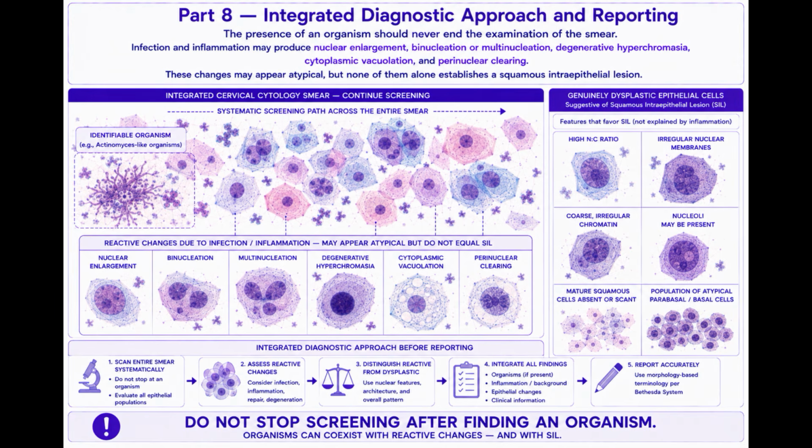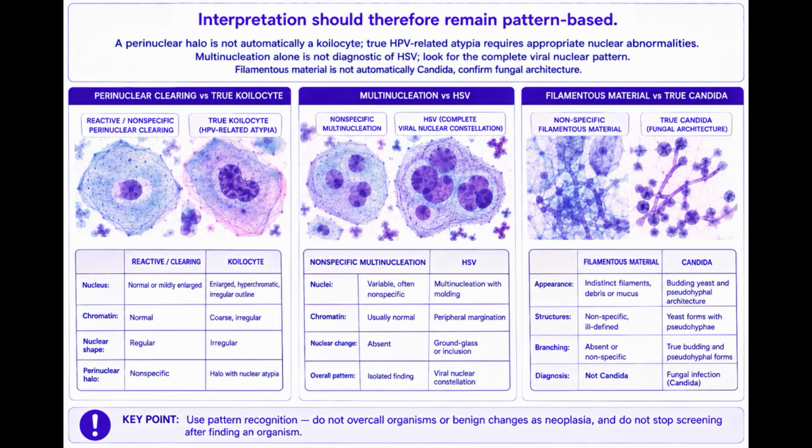Infection and inflammation may produce nuclear enlargement, binucleation or multinucleation, degenerative hypochromasia, cytoplasmic vacuolation, and perinuclear clearing. These changes may appear atypical, but none of them alone establishes a squamous intraepithelial lesion. Interpretation should therefore remain pattern-based. A perinuclear halo is not automatically a coilocyte. True HPV-related atypia requires appropriate nuclear abnormalities. Multinucleation alone is not diagnostic of HSV. Look for the complete viral nuclear pattern.